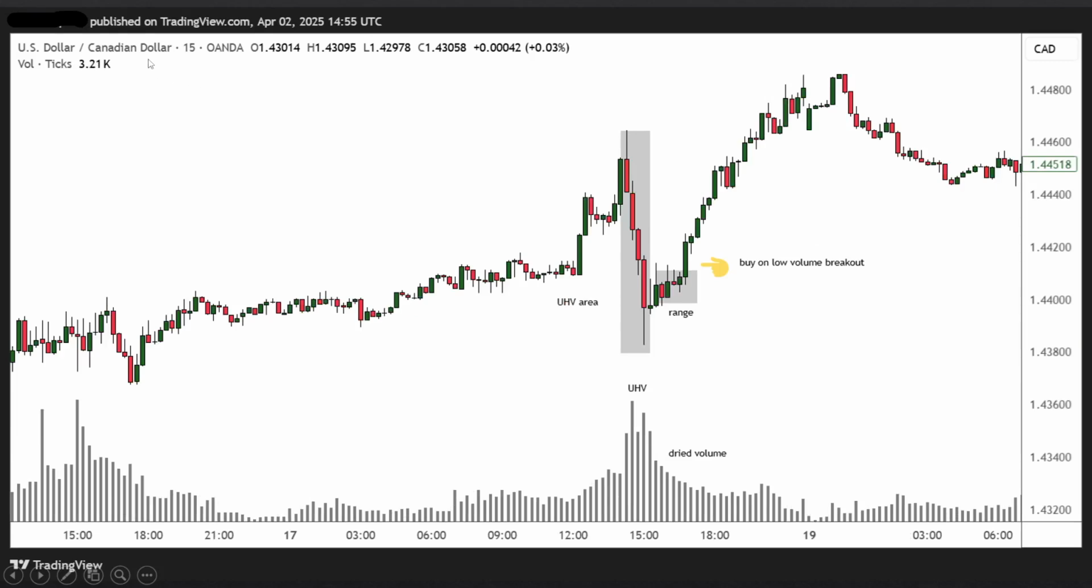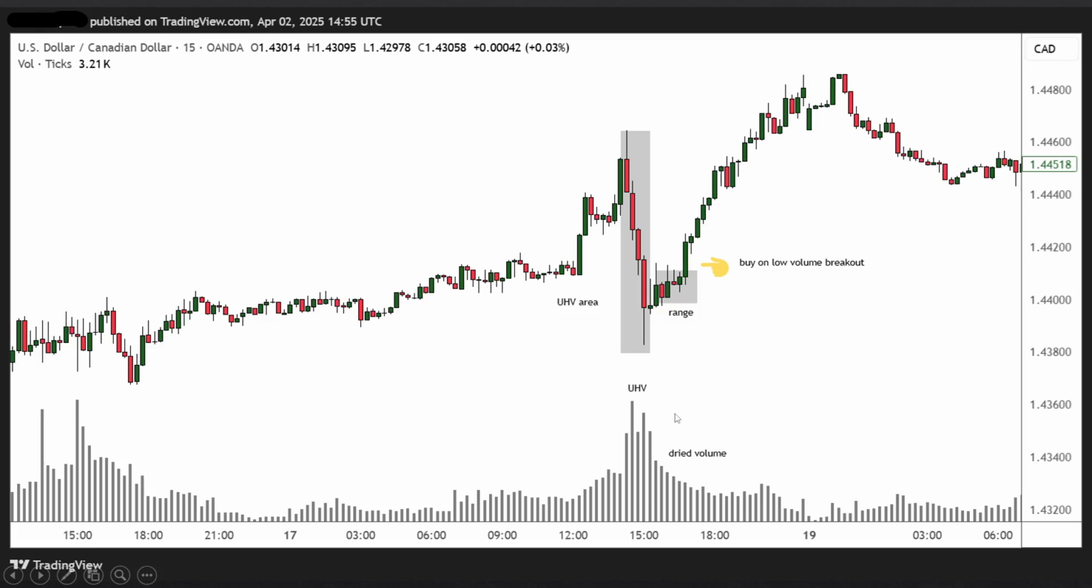This is the USD CAD chart, 15-minute chart. Market was bullish, then market suddenly came down as a shakeout. On every sell candle, possibly 4 to 5 candles, there was an ultra high volume which is bigger than all previous volumes. Then wait for the market to go up.